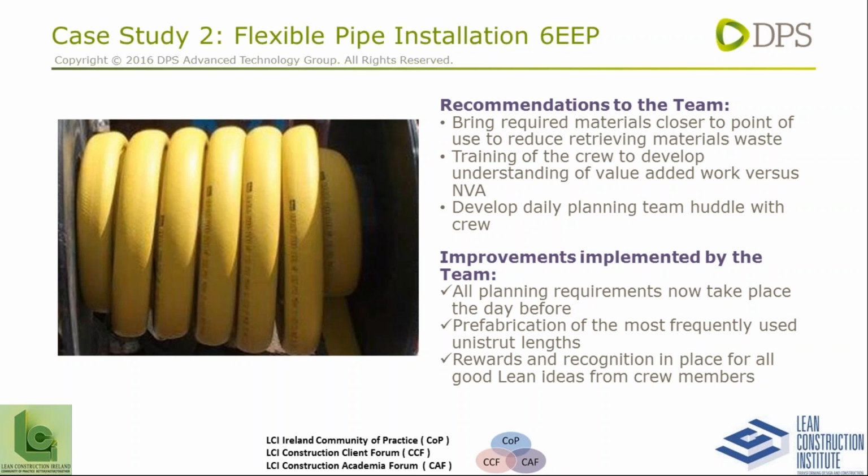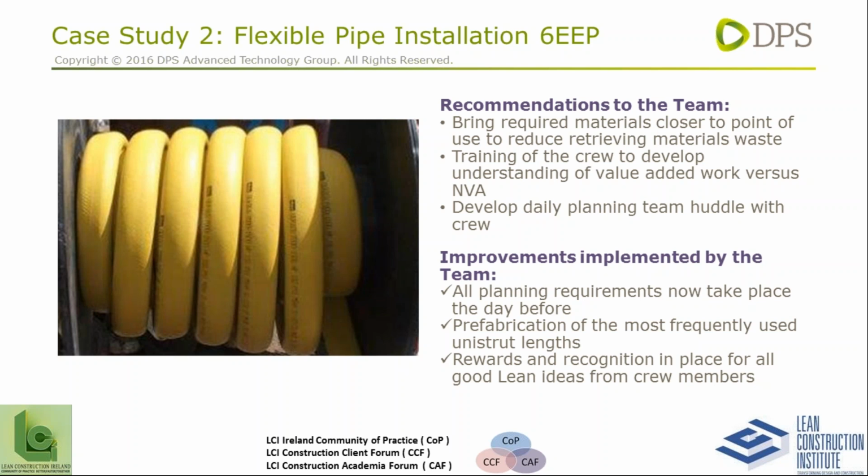So the improvements implemented by the team: all planning requirements now take place the day before. Prefabrication of the most frequently used unistrut links. This is interesting because what the guys found out was that the support unistruts for this pipe were all about the same measurement. So what they did was they built up a Kanban of similar type size unistrut lengths.